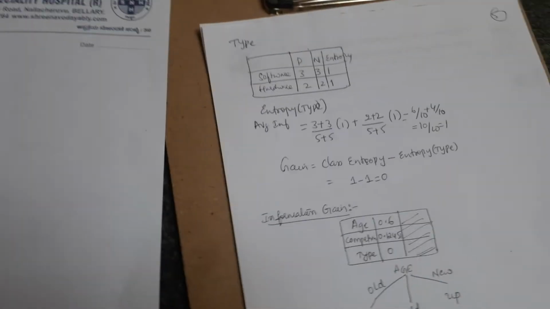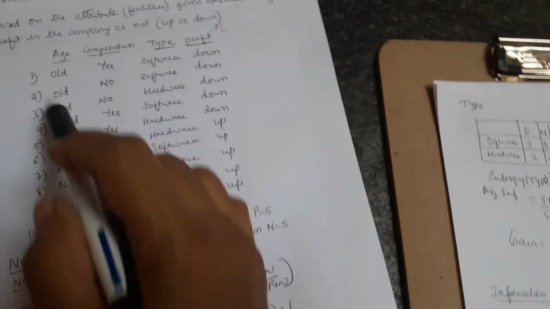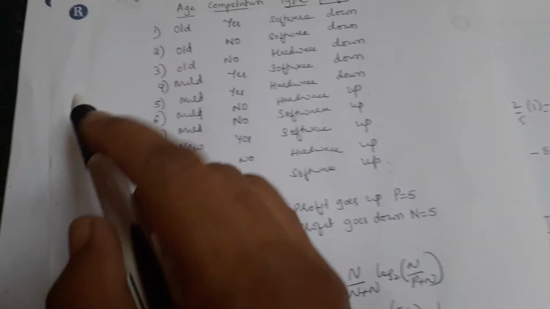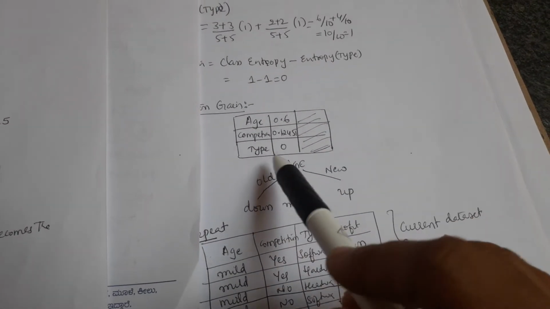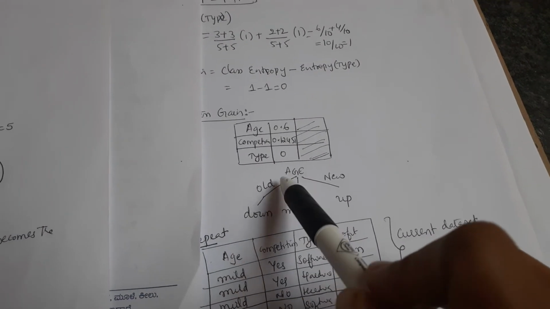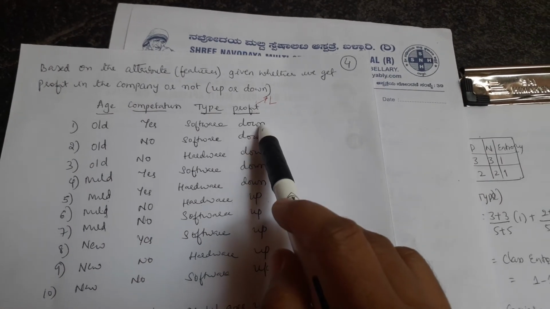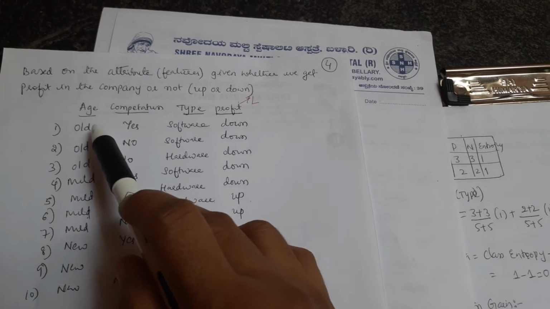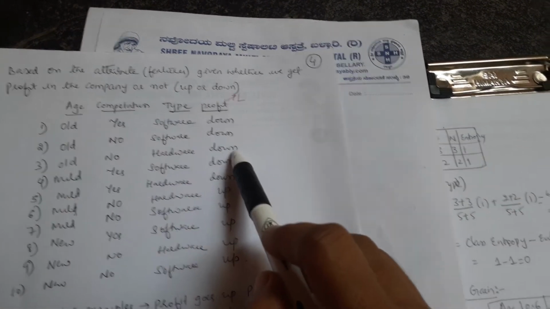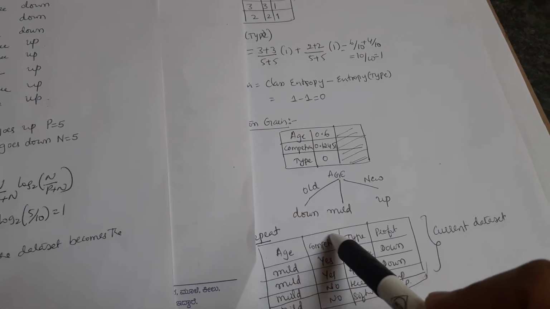So now once age becomes the root node, you branch. Age, which decisions or types is it having? Old, mild and new. So now which will become the leaf? Old becomes a leaf because old is having only the outcome label, that is down. It is not having any up. So if the age is old, the profit will be all down. So this becomes a leaf. Directly the leaf. No need to branch it again.